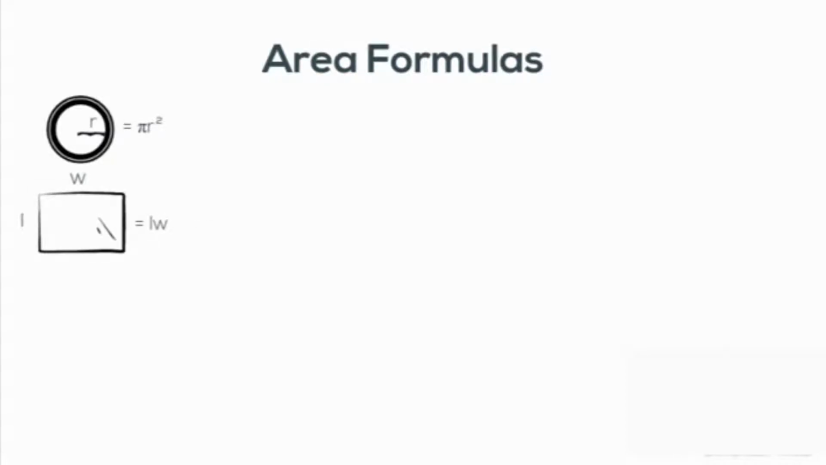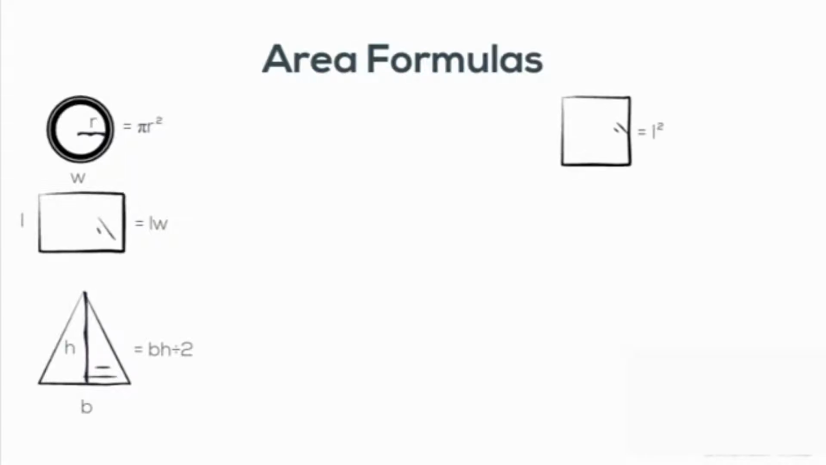Here are the area formulas. For the circle, the formula is pi r squared. I'll explain all of these formulas later on in the elaboration. Let's continue. The formula for the rectangle is length times width. The formula for the triangle is base times height divided by 2. You with me so far? The formula for the square is length squared or length times length. And lastly, the parallelogram's formula is base times height.